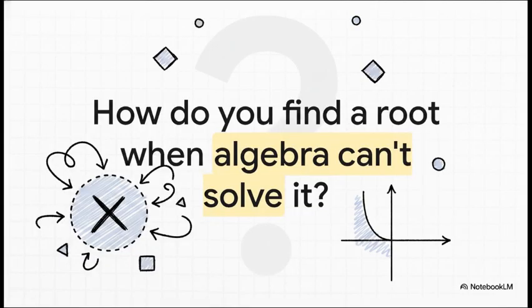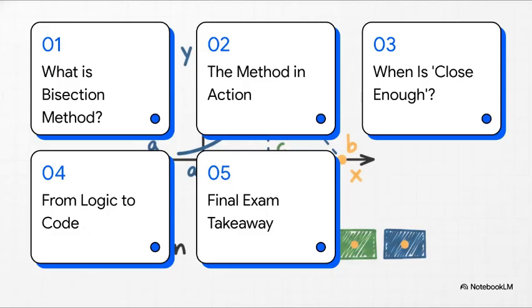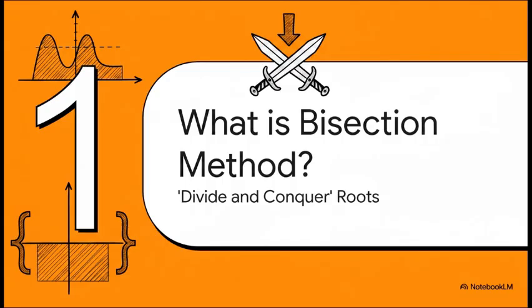You've got an equation, maybe from an engineering problem, and you just can't solve it. There's no clean algebraic way to get x by itself. You know there's an answer, but how in the world do you find it? Here's our game plan. First, we'll cover the basic idea. Then we'll see it work with actual numbers. We'll figure out when to stop, translate it all into code, and then wrap up with the key things you've got to remember. So first things first, what even is this thing?